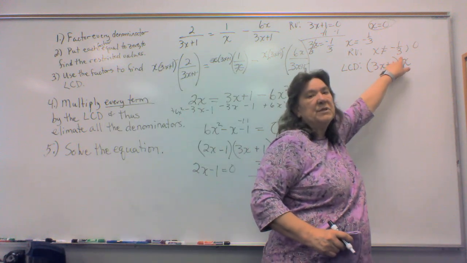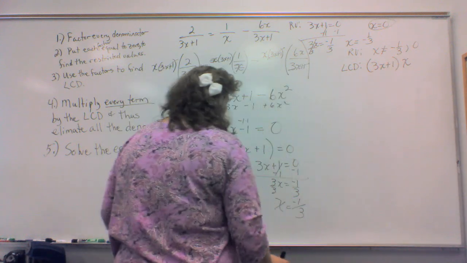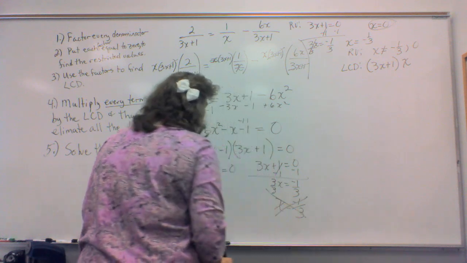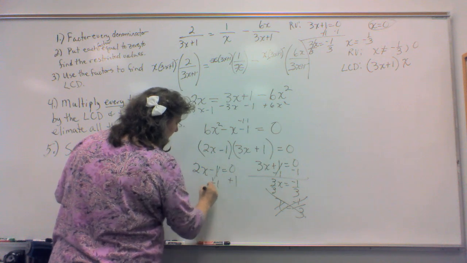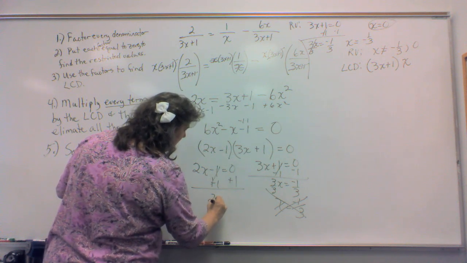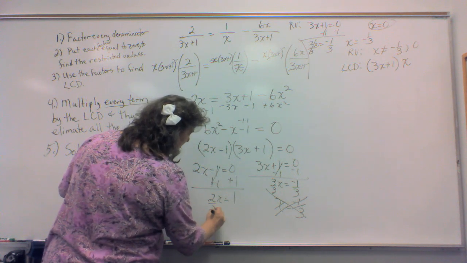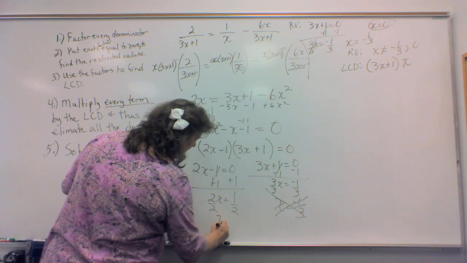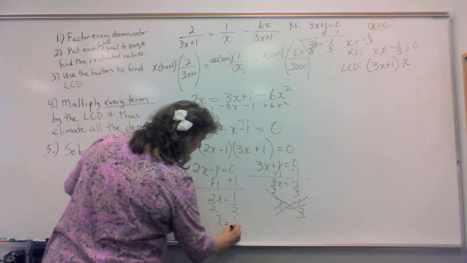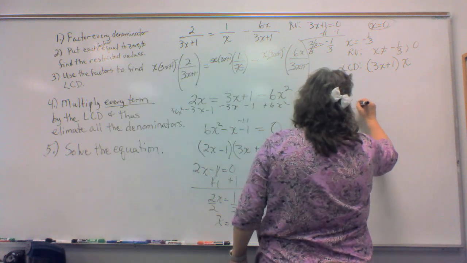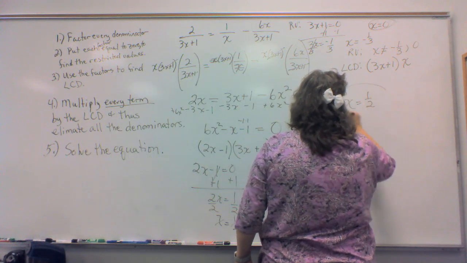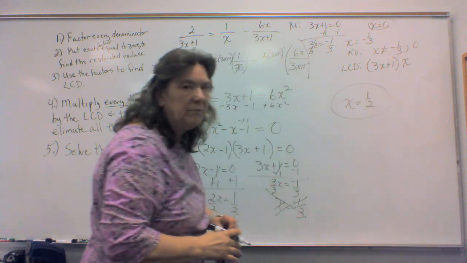Negative 1/3 is restricted, isn't it? Therefore, that is not a valid answer. Now let's do this one. Plus 1 gives you 2x is equal to 1 divided by 2. So x is equal to 1/2. Yes, that is not restricted. So x is equal to 1/2 is my only solution for that problem.